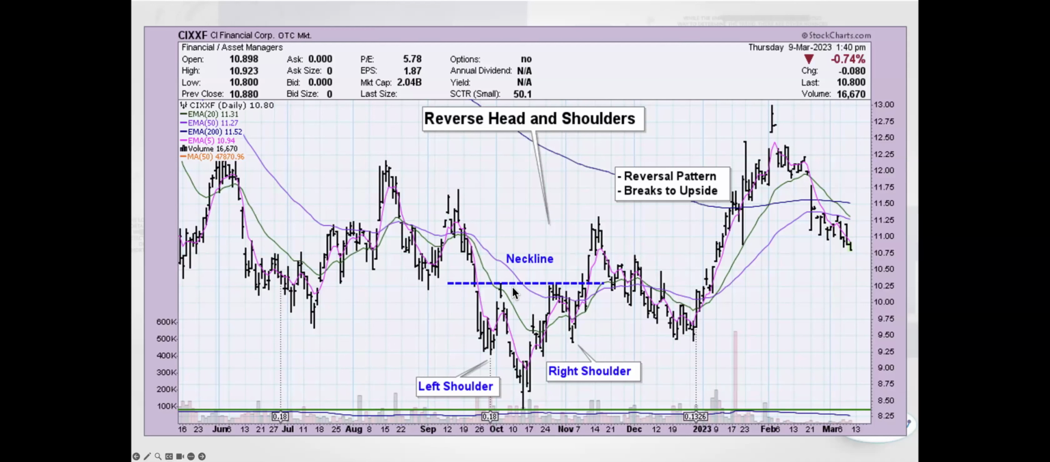The upside target is also the height of the pattern added to the neckline, which is where you have this shoulder end and the head start, and here where the head ends and the shoulder starts. So that's where these 2 points make your neckline. The neckline isn't always going to be horizontal. It can be sloping upward or sloping downward. Either of them work. And so you add the height of this pattern to what we have here. That would put price right about in this area.